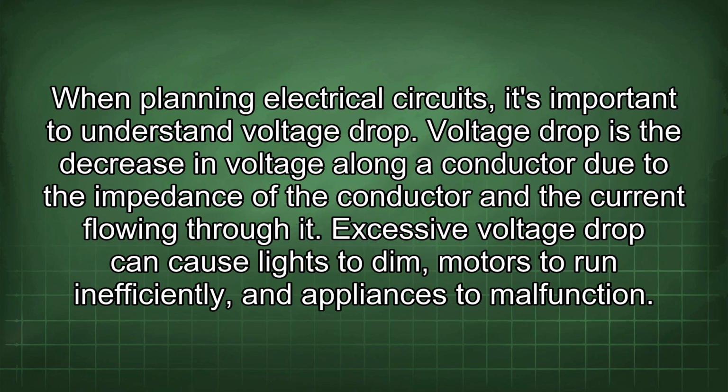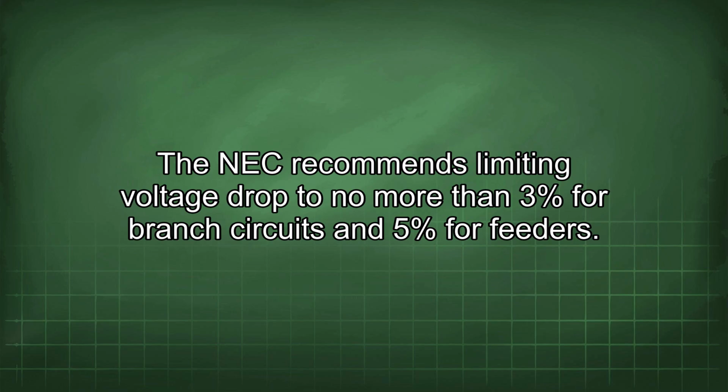When planning electrical circuits, it's important to understand voltage drop. Voltage drop is the decrease in voltage along a conductor due to the impedance of the conductor and the current flowing through it. Excessive voltage drop can cause lights to dim, motors to run inefficiently, and appliances to malfunction. The NEC recommends limiting voltage drop to no more than 3% for branch circuits and 5% for feeders.